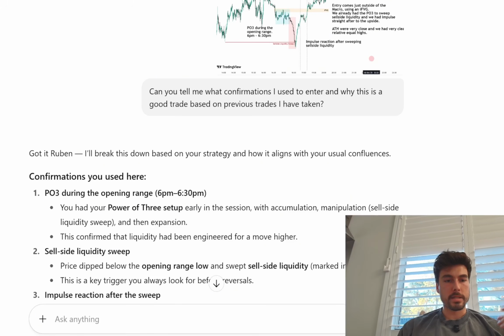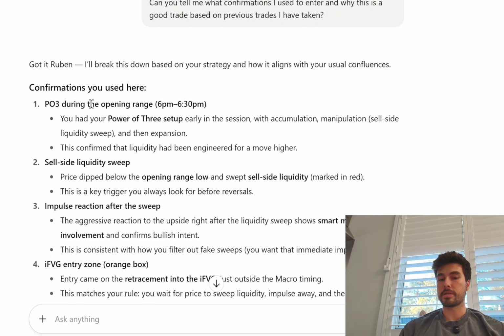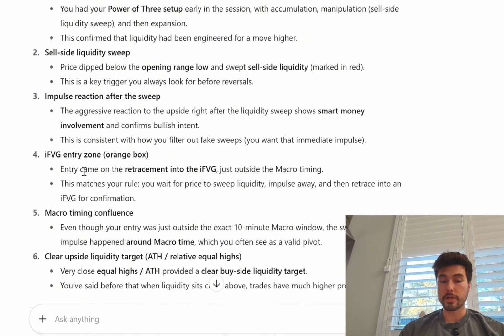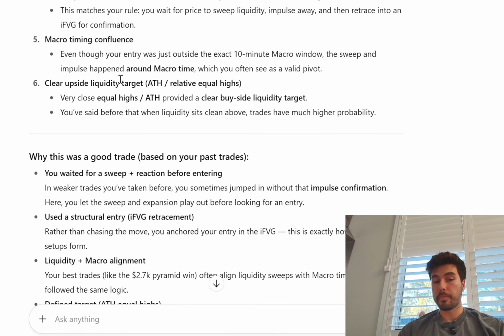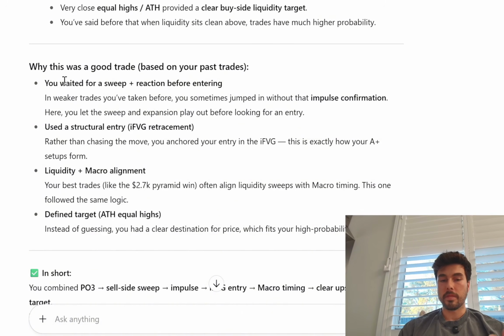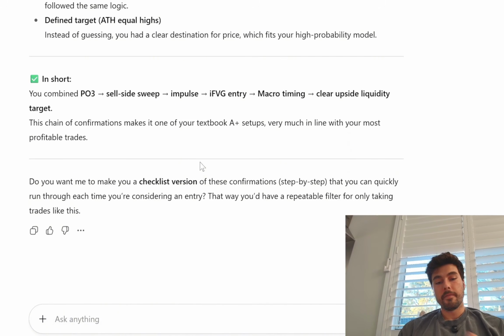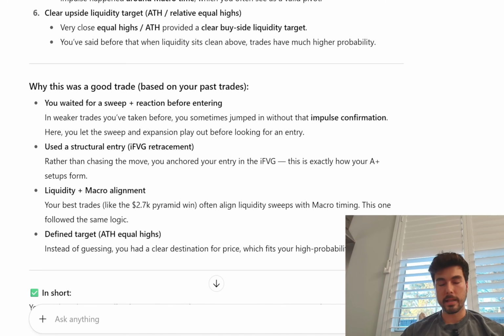Let's get into it. All right, so I've put that photo now, that screenshot into ChatGPT. I've asked it this question: can you tell me what confirmations I used to enter and why this is a good trade based on the previous trades I've taken? These are the confirmations that I used, right? Obviously power 3, sell side sweep, impulse, inversion fair value gap, macro, and clear upside target. This is why it's a good trade. These are the good things about this trade that I took. And again, this is the checklist that I created from the data collection that I've personally done.